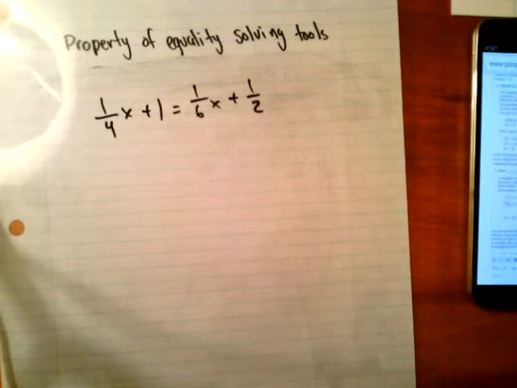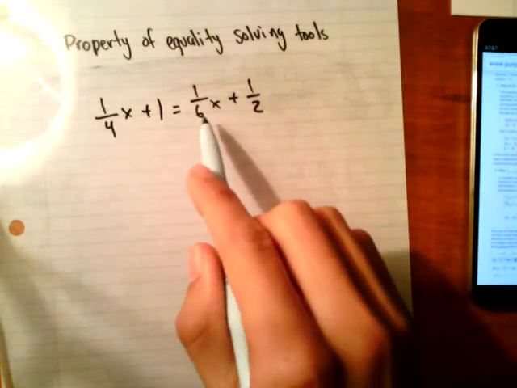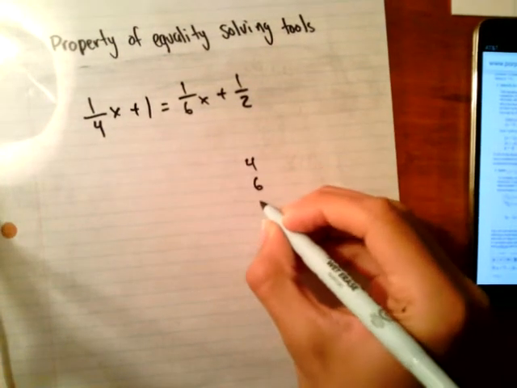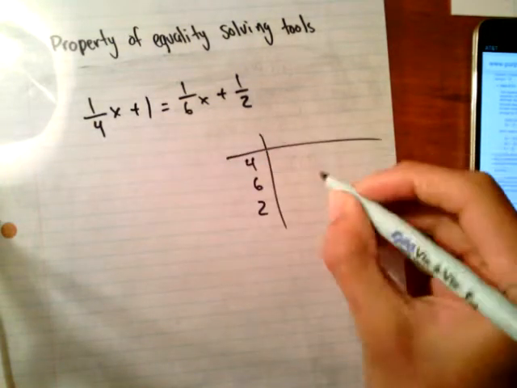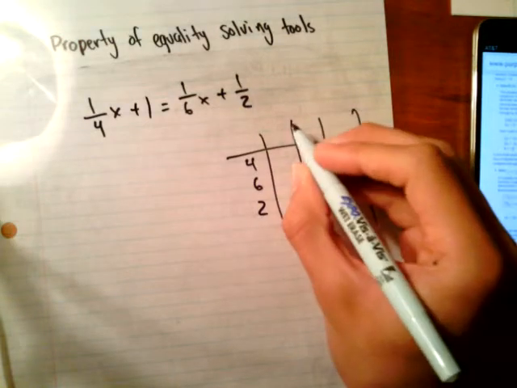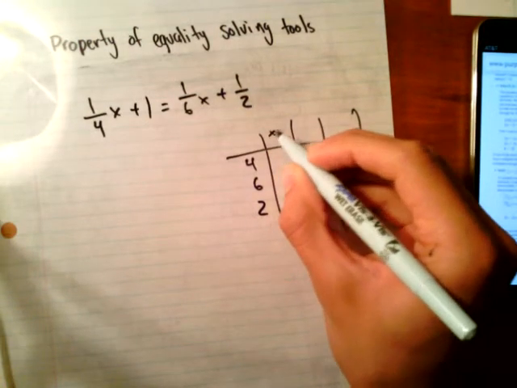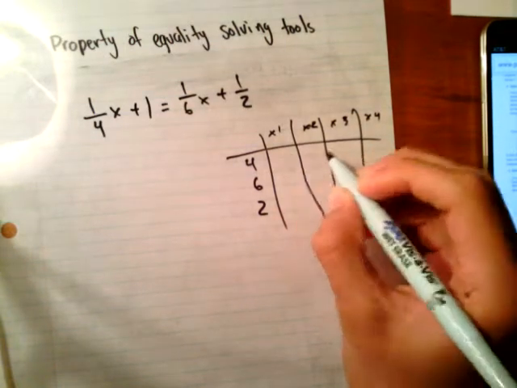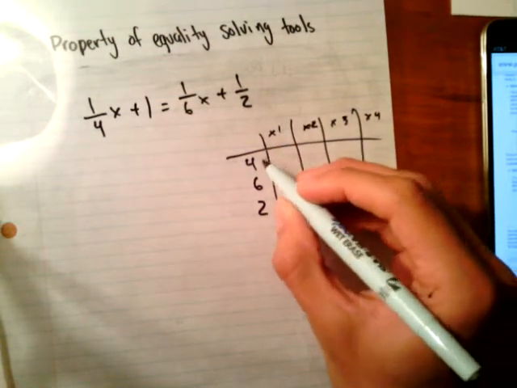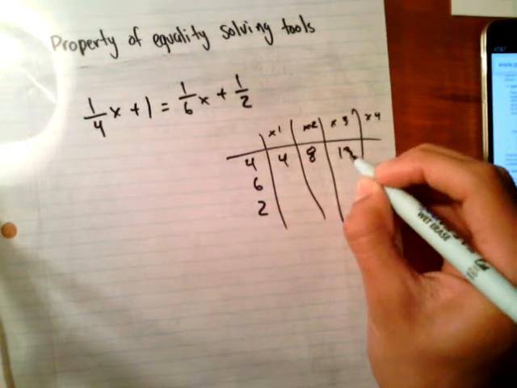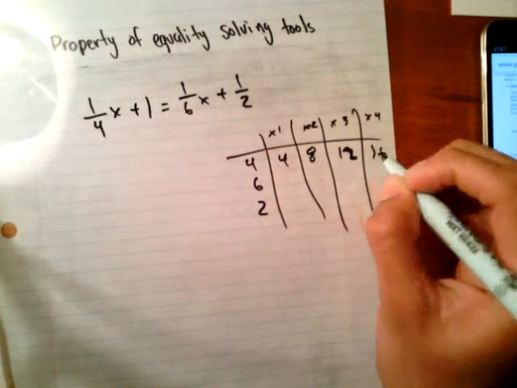Now, the key to this problem is to look at the denominators of each of these values. The denominators we have are 4, 6, and 2. Now we want to find their least common multiple. So we'll begin by multiplying by 1, then by 2, then by 3, and then by 4, and then see where they share a multiple. So 4 times 1 gives us 4, 4 times 2 gives us 8, 4 times 3 gives us 12, and 4 times 4 gives us 16.